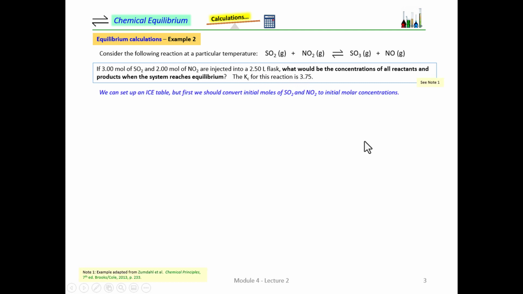We can set up an ice table, but first we should convert the moles of SO2 and moles of NO2 into initial molar concentrations. So we simply take the number of moles of SO2 and divide by the volume of the container, and we get 1.2 molar for the initial concentration of SO2. We do the same thing for NO2 and get an initial concentration of 0.8 molar. And of course, the initial concentration of the products, SO3 and NO, would both be zero because the problem states we're just starting with reactants.